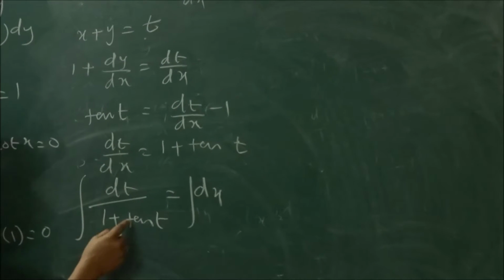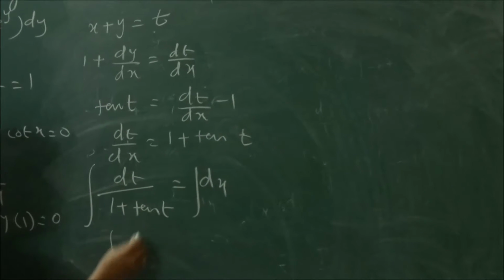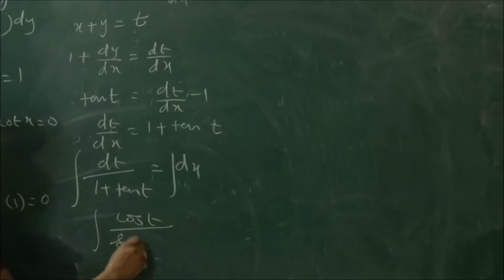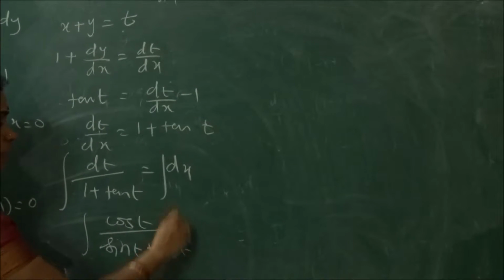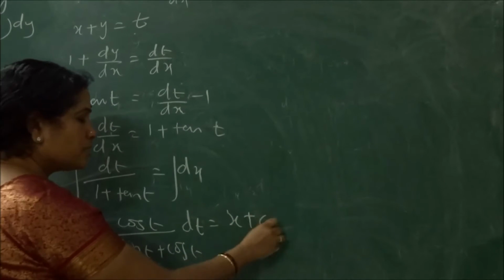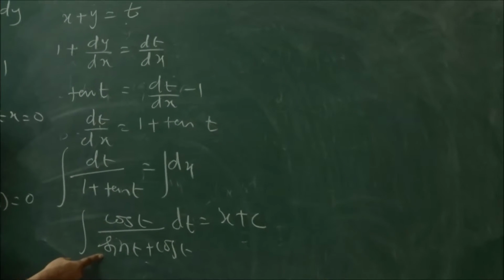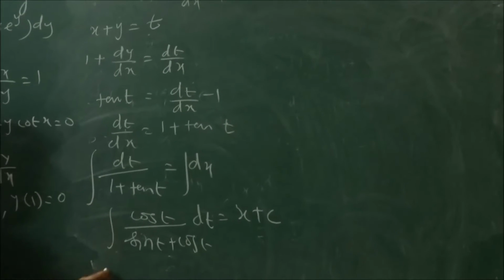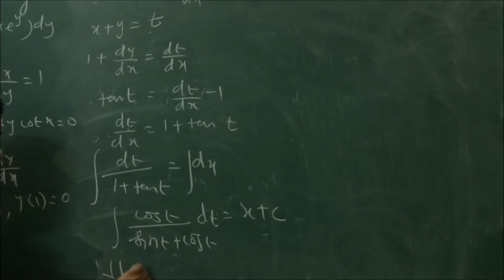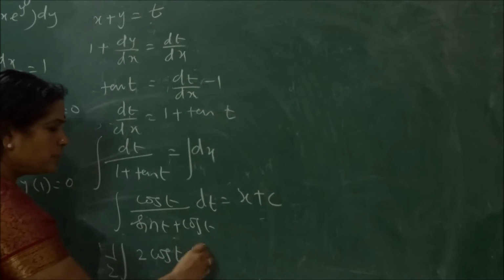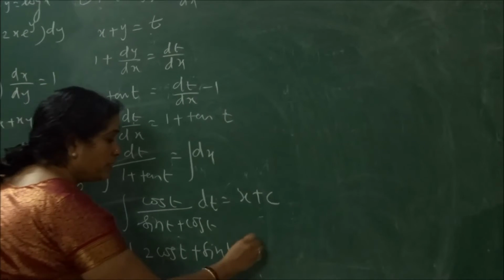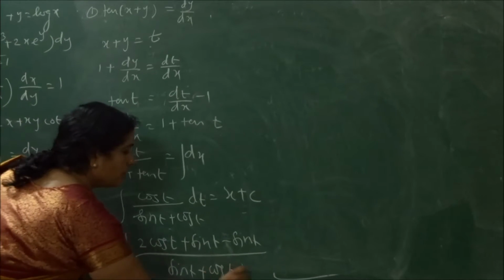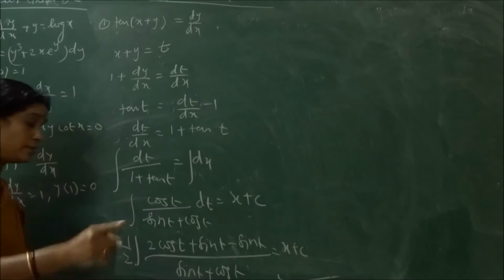Now make it sin by cos, that is easy for you. If I do sin by cos, that is cos t upon sin t + cos t, integral of cos t/(sin t + cos t) dt = x + c. Okay, fine. Now you know how to integrate this one, you have already seen it. You can use even the special format I have already given. For a simple way, I am telling you to multiply and divide it, and then add and subtract sin t, the whole upon sin t + cos t.